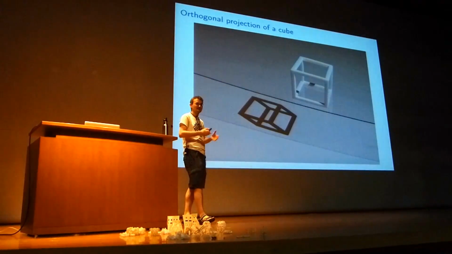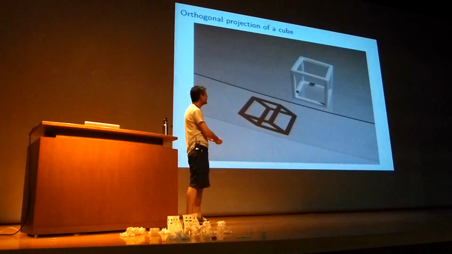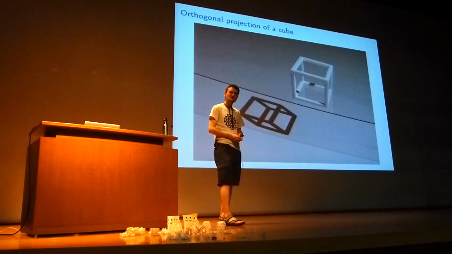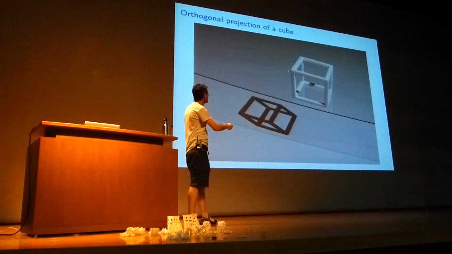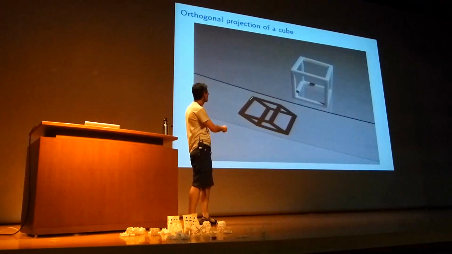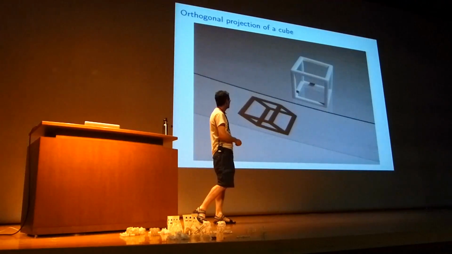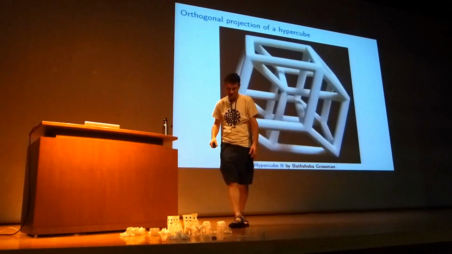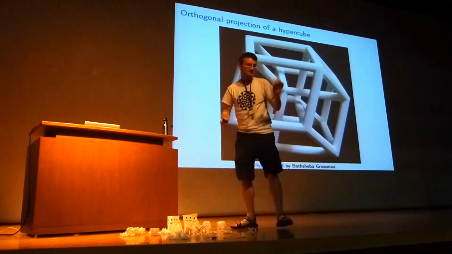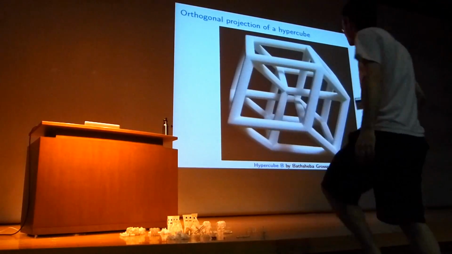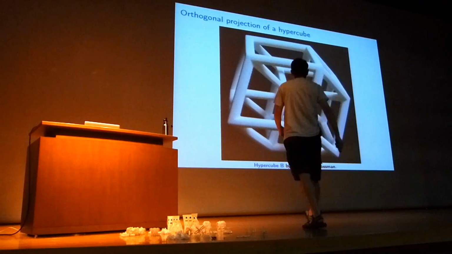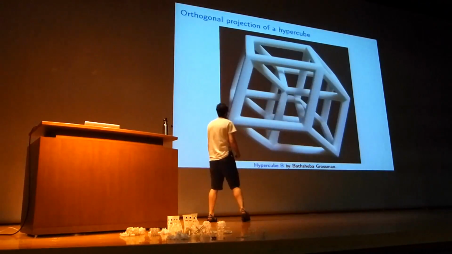If you have a flatlander friend of yours who lives in the plane and you want to show her a picture of a cube, what do you do? This is one of the things you can do. You can shine a light, and this is orthogonal projection of the cube down onto the plane. So if you do the same sort of thing from 4 dimensions to 3 dimensions, then you get this kind of structure. Again, this is by Bathsheba Grossman.